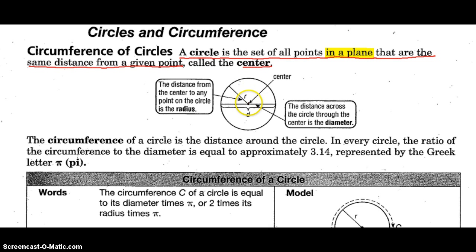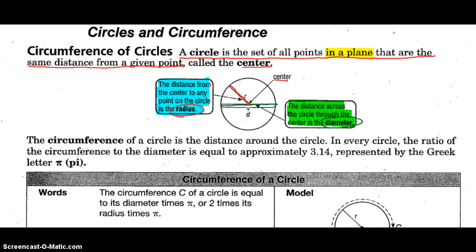Now, here on this graph, the center is the given point, and that given distance, the distance from the center, is called, and this should not be a new word for you all, the radius. Now if we put two radii together and go all the way across the circle, the distance going all the way across the circle is called the diameter. And again, that should be a review for you all as well.